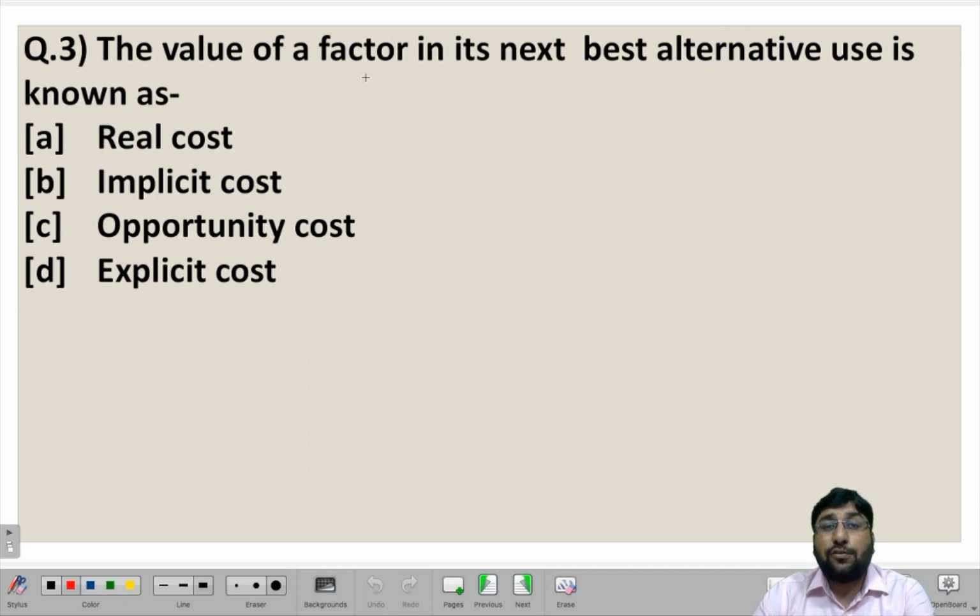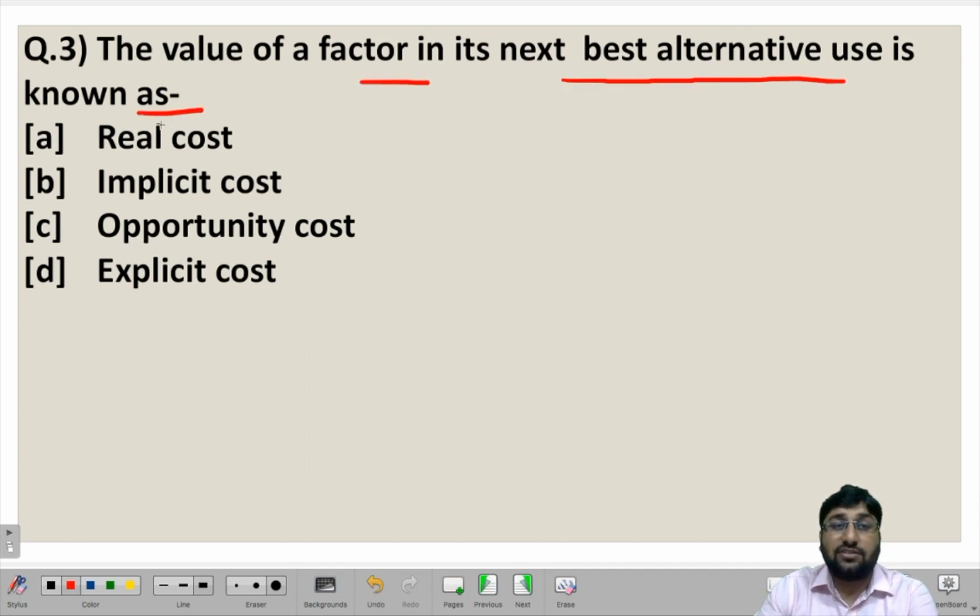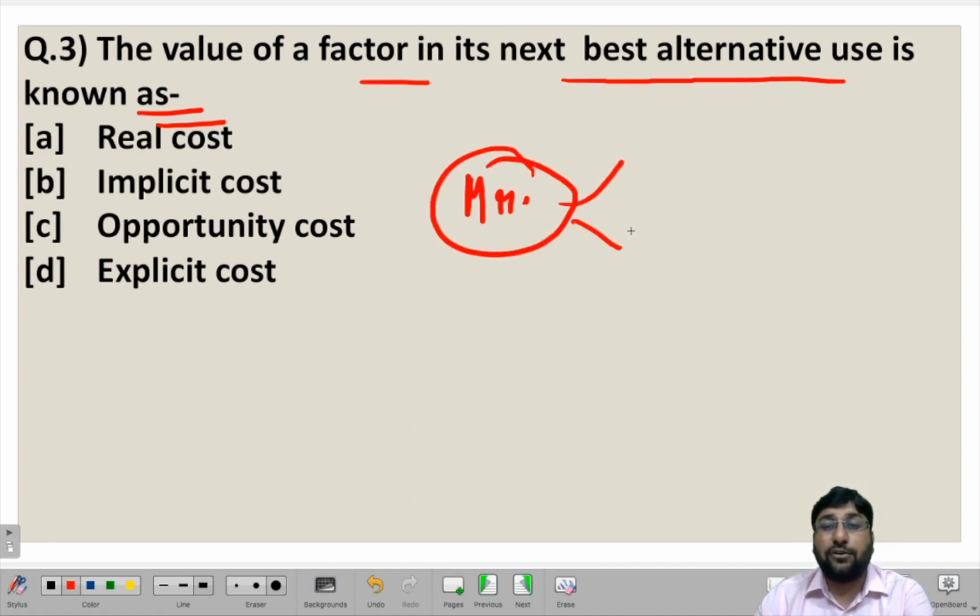The value of a factor in its next best alternative use is known as dash. Again, a very basic question, but you need to understand the concept of next best alternative use. So let us understand this using an example. Let us say that Mr. X is a college going student and he gets a job offer where he could work during his summer internship and earn a stipend of rupees 3000.